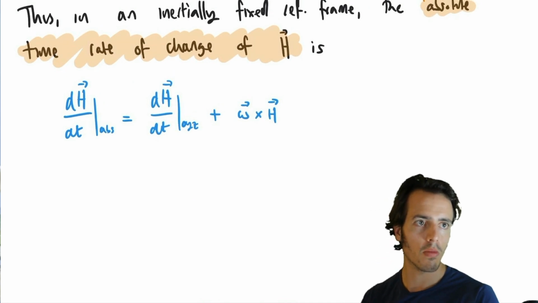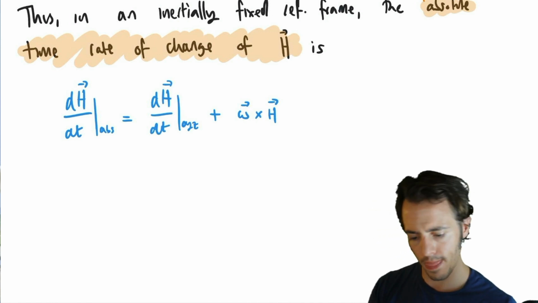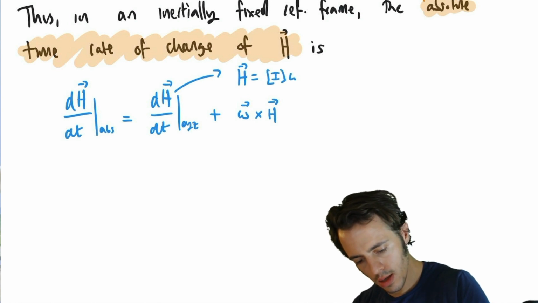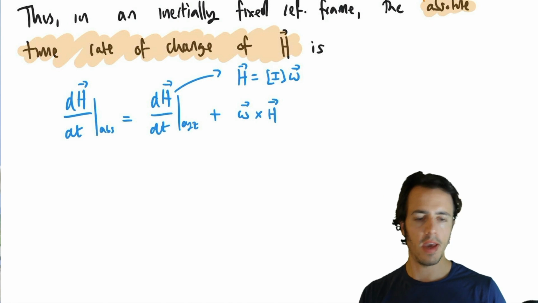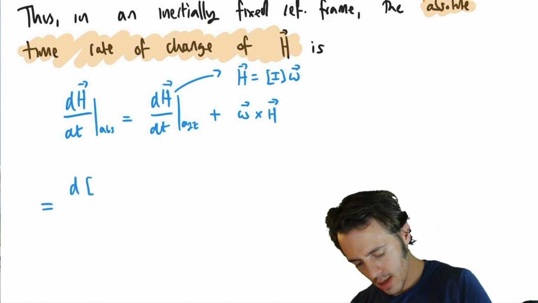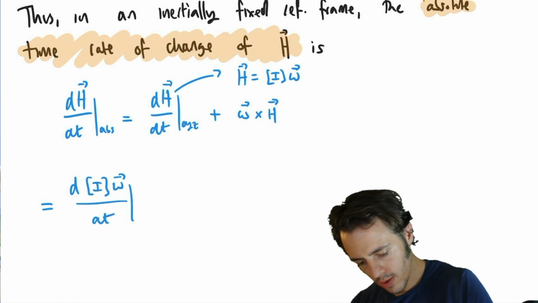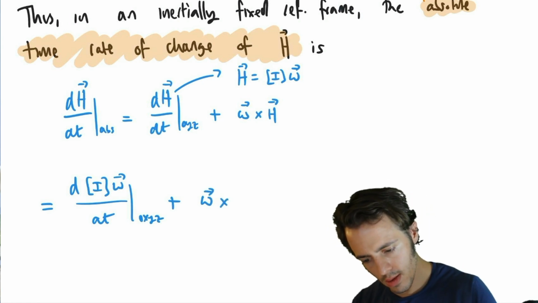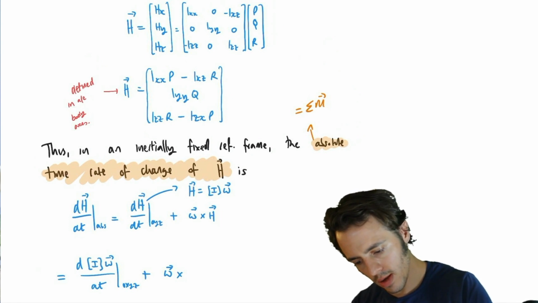So let's do this Coriolis thing, because it seems like the point we should do it. So remember, h is equal to I omega. So that's going to help us out here. We're going to use d(I omega)/dt in xyz plus omega crossed with this expression here.